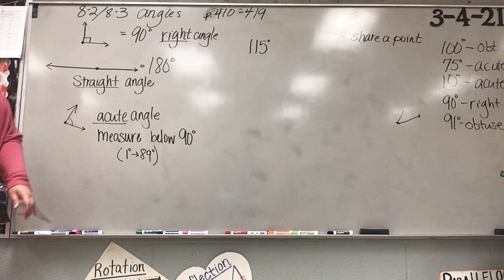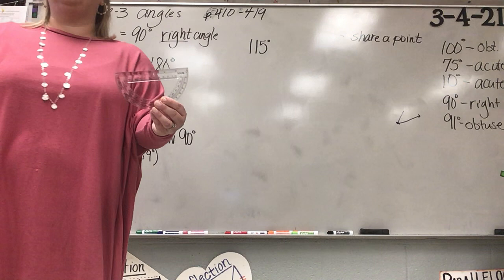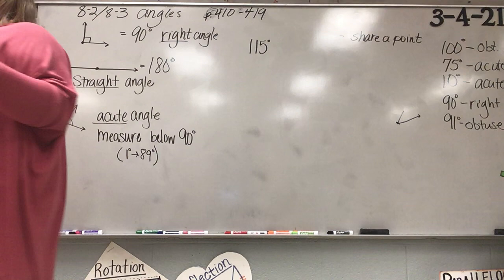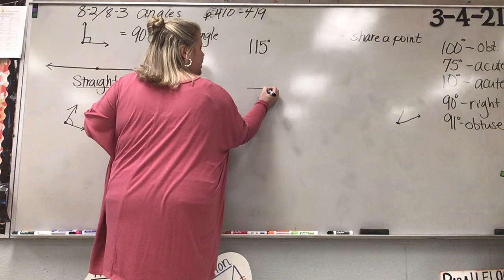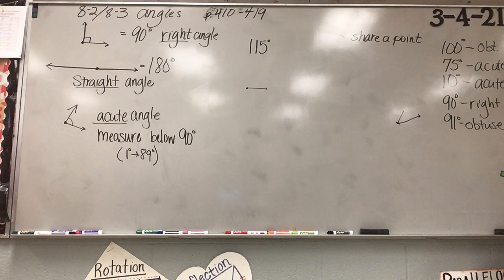Now, do you see that there's a straight line on your protractor? Guess what that's for? Straight lines. So I'm going to lay it on my paper. I'm going to make a straight line. I'm going to make a ray. I know that's really hard for y'all to see because the protractor is not very long. Now, I have got to make 115 degrees.